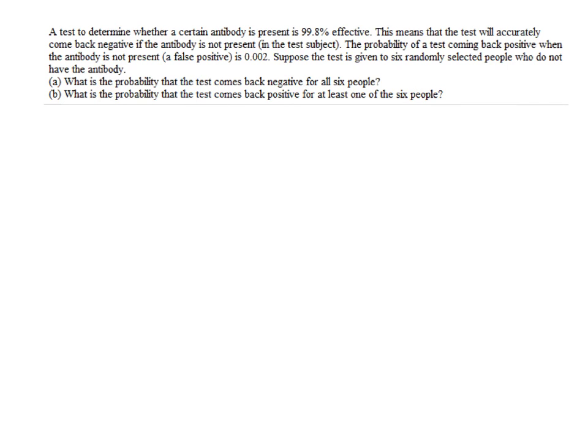So for this problem, this is one of those "at least" kinds of problems. The test is 99.8% effective in saying it's negative if it's truly negative, if you don't have the antibody present and it's saying you don't. And we're testing how many people here? 6 people. So we're assuming that each person's result is independent of the last one.